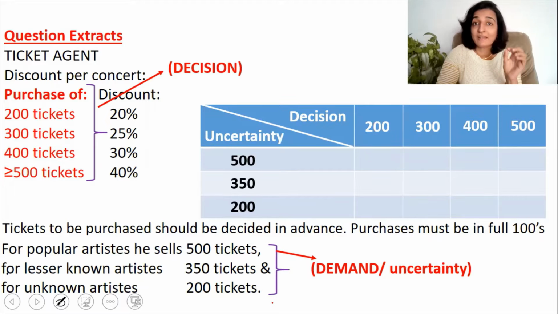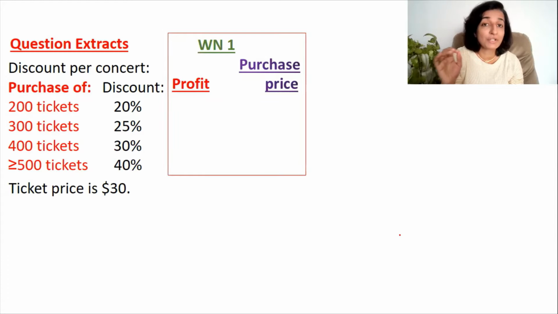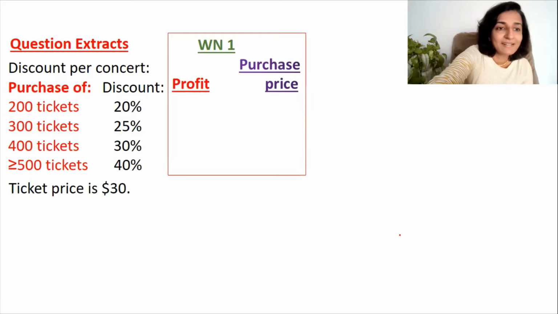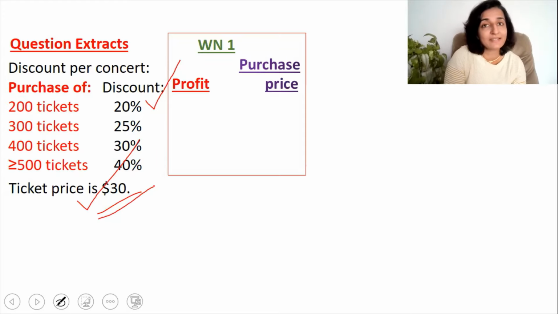Now we have to calculate the profit that he gets under each situation. So as I said, the discount that he receives is the profit that he earns. So let's write working note 1 for calculation of profit and the purchase price of the ticket. Now the ticket price is $30. And the discount that he gets is 20% on the selling price. That is 20% of $30.